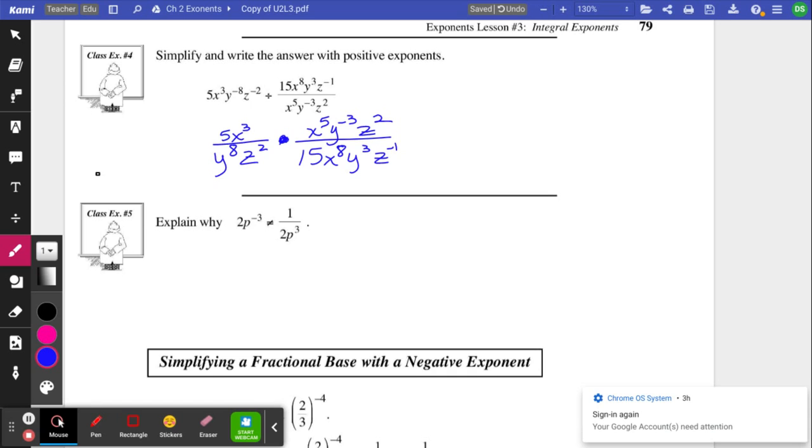Okay. We have some more work to do. The first fraction is about as simple as I can make it. I can't combine anything there. I don't have any more negative exponents, but I have a lot of stuff in my second fraction. So I'm going to go up here.